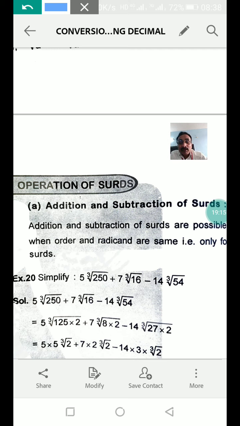Here 250 equal to 125 into 2, 16 equal to 8 into 2, and 54 equal to 27 into 2. You know 8, 27 and 125 are perfect cubes. Now you take out 125, 8 and 27, and you get 5 into 5 cubic root of 2 plus 7 into 2 cubic root of 2 minus 14 into 3 into cubic root of 2.